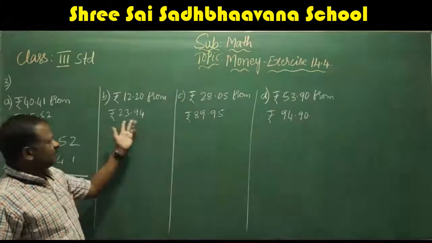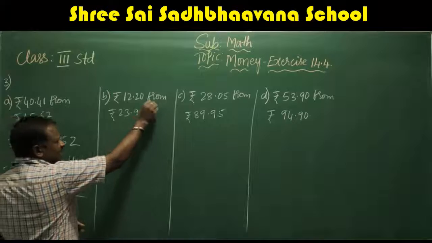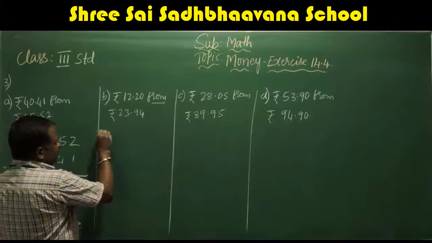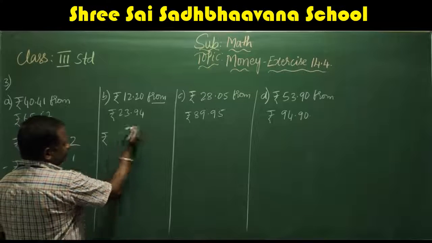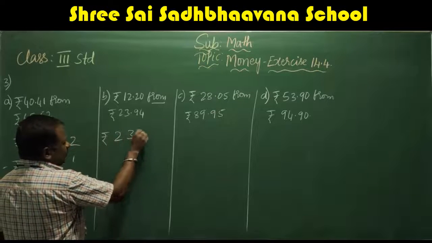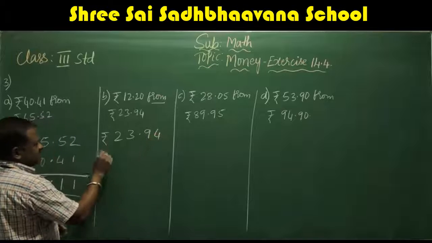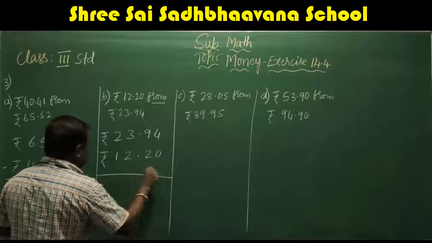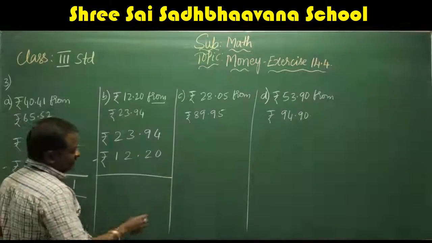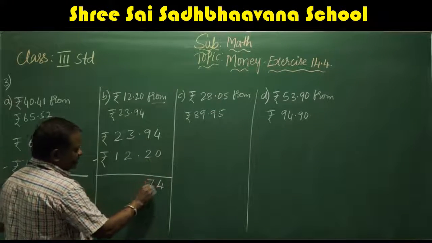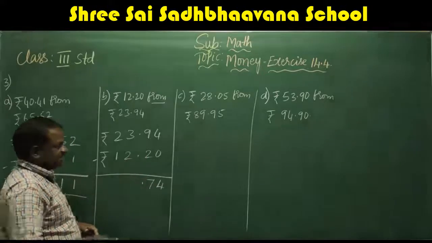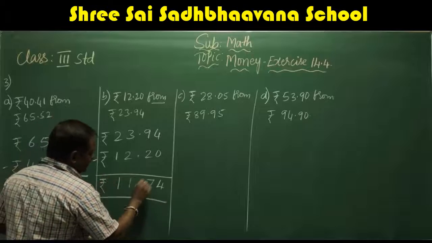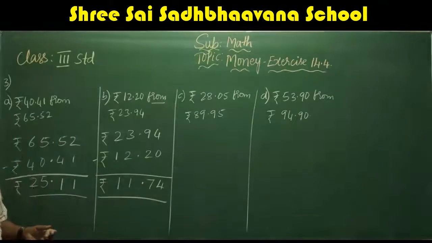Next, come to here. Here, the bigger number is rupees 23.94, or they are given from. So, you write down that one in the top. Rupees 23.94. Next, rupees 12.20. Subtract. 4 minus 0, 4. 9 minus 2, 7. As it is, 3 minus 2, 1. 2 minus 1, 1. That is rupees 11.74.